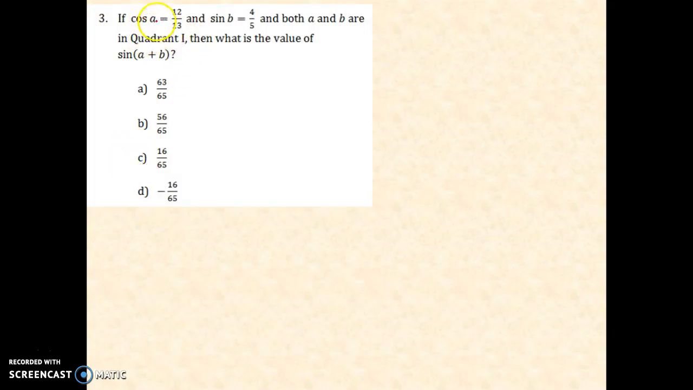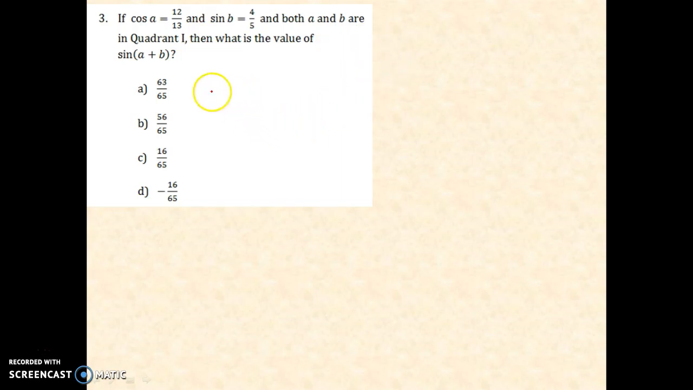If cosine of A is 12 over 13 and sine of B is 4 over 5, and both A and B are in quadrant 1, then what is the value of sine of A plus B? Okay, now remember that sine and cosine, the main trigonometric functions, came from right triangles.